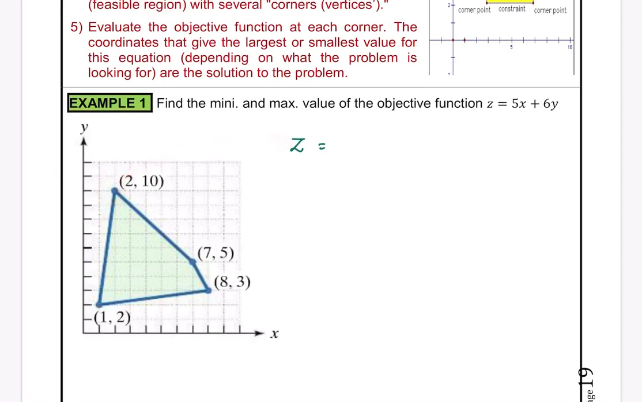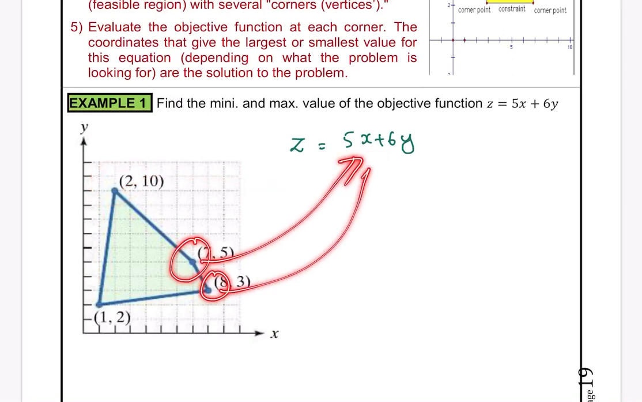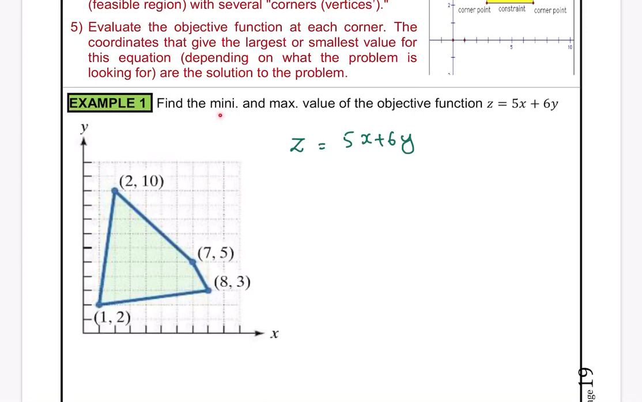We're going to plug in these values. Let's take a look at the z. Z is equal to 5x plus 6y, and I'm going to plug in 2 comma 10 here and see what the value is going to be, then plug in the rest and see what the values are. The maximum value is going to be the max, and the minimum value is going to be the minimum, right? So let's quickly do that.